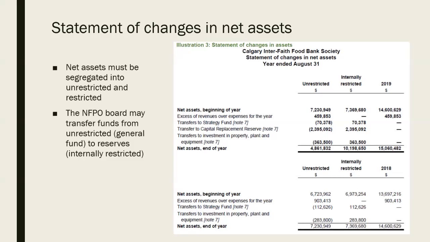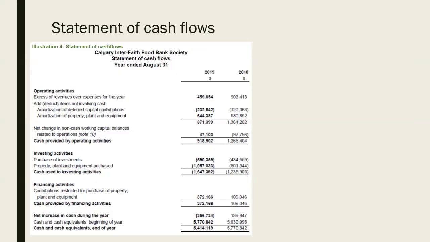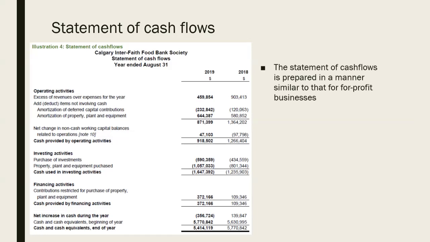Number 4 in the financial statements is the statement of cash flows. And the preparation of the statement of cash flows is pretty similar to that of a for-profit business. You would notice that the cash flow statement is broken up into the operating activities, investing activities, and financing activities. Now, the not-for-profit organization doesn't have owners, it doesn't pay out dividends. So you would notice that those kinds of cash flows don't show up on the statement of cash flow for the Calgary Food Bank that is presented on the slide.